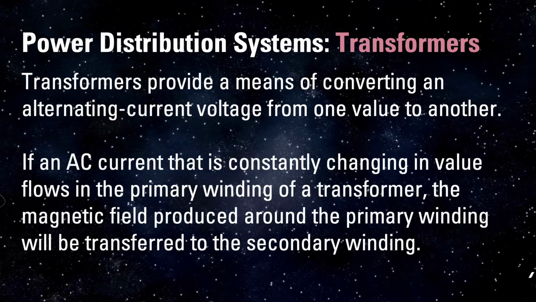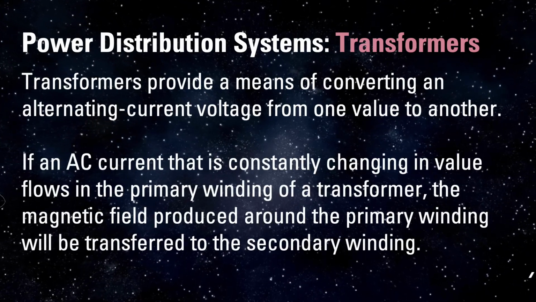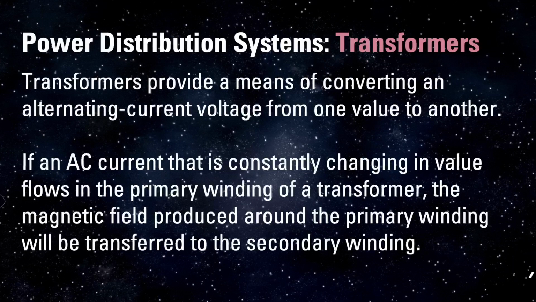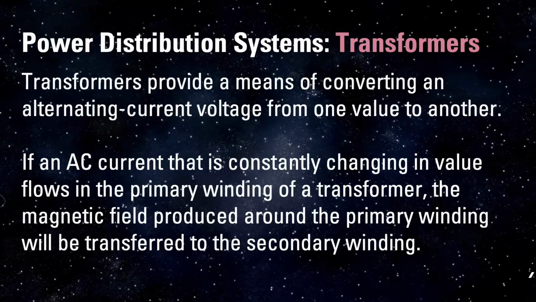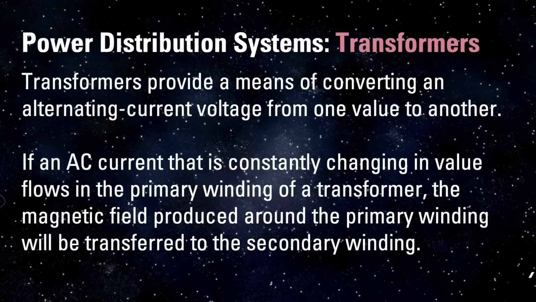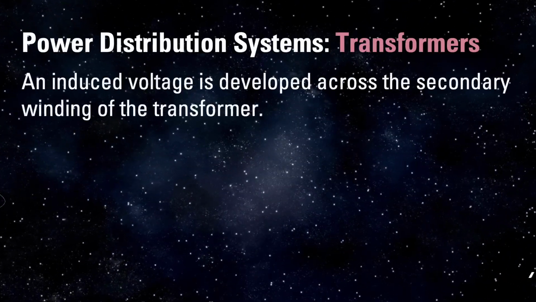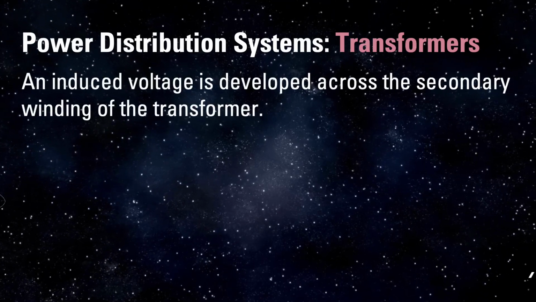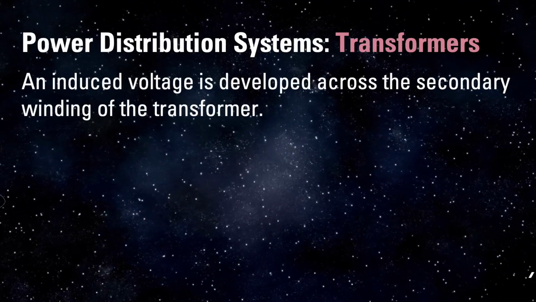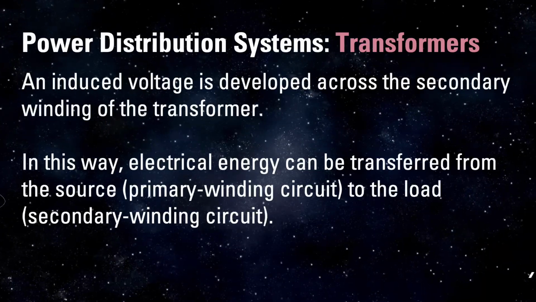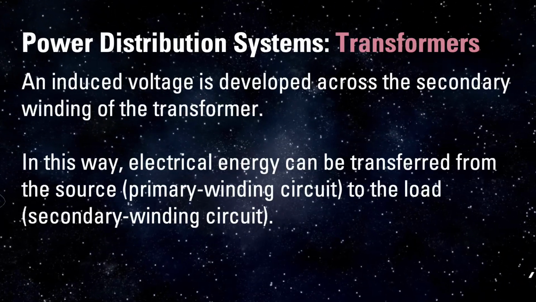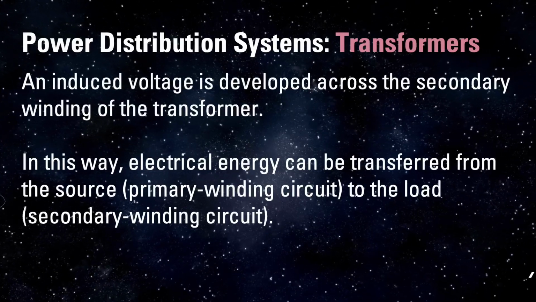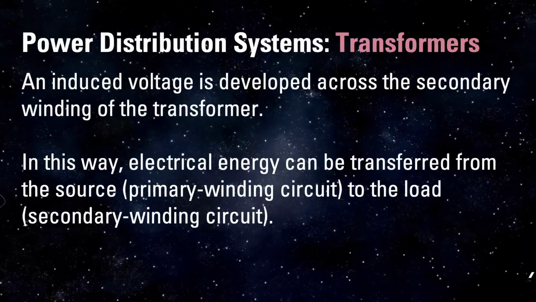If an AC current that is constantly changing in value flows in the primary winding of a transformer, the magnetic field produced around the primary winding will be transferred to the secondary winding. An induced voltage is developed across the secondary winding of the transformer. In this way, electrical energy can be transferred from the source, which is the primary winding circuit, to the load, which is the secondary winding circuit.